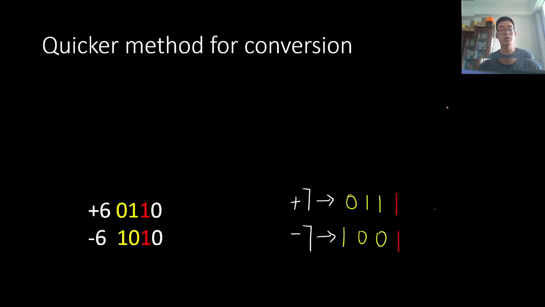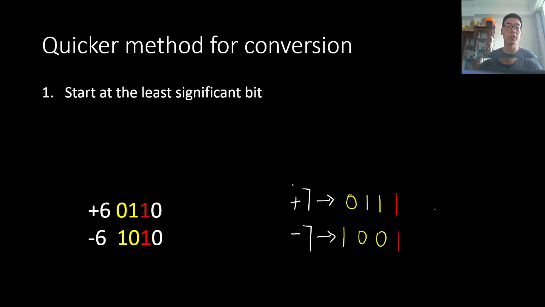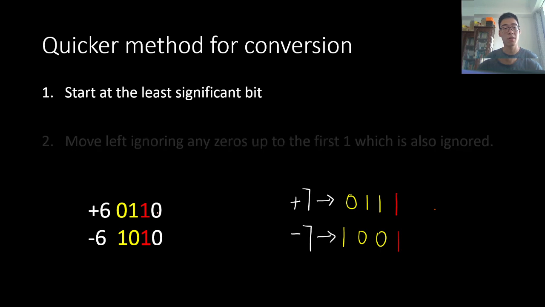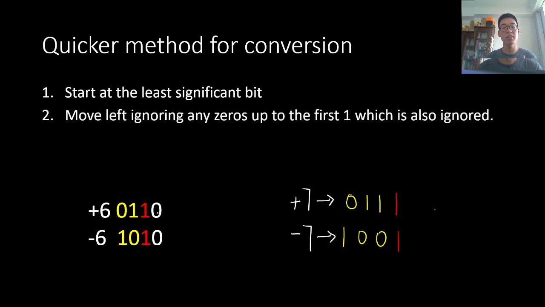Okay, and there is also a quicker method for the conversion. The previous method needs 2 steps: we need to flip each bit first, and then add 1 to it. There is a quicker way to do this, where we only need to do it once. So the trick is, start at the least significant bit, which is the right-hand side. Then move left, copying down any zeros up to the first one, which is also copied. So we copy down this 0, we copy down it here, and we copy down the first one here.